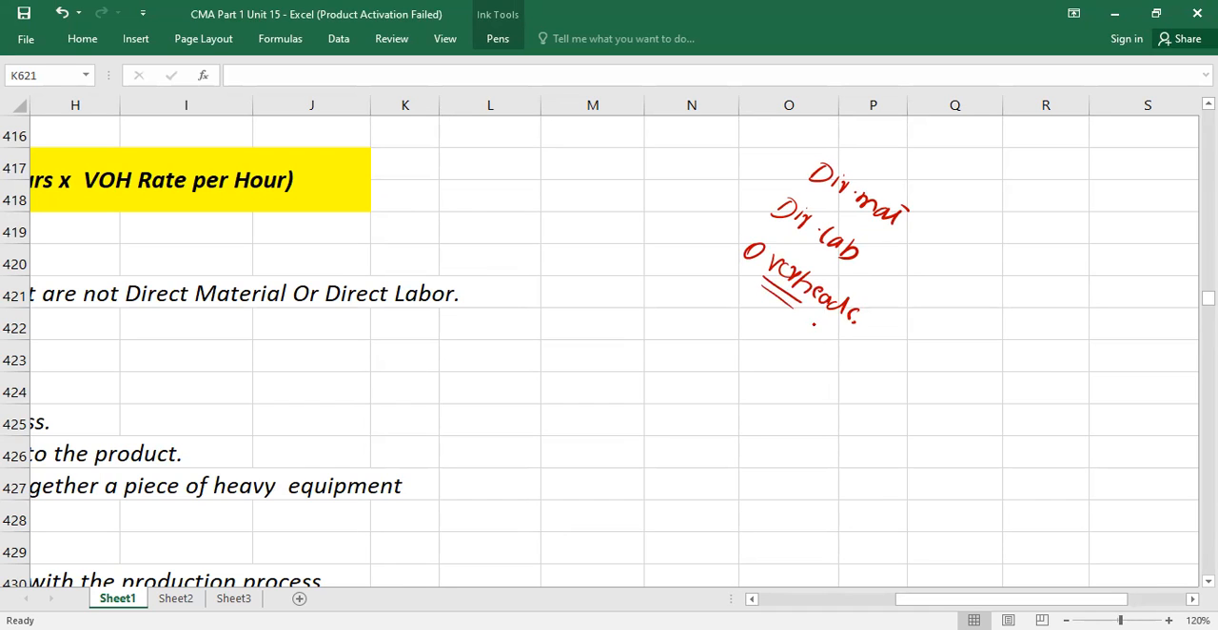Let's assume you are manufacturing chairs. Any tangible input, for example plastic, foam, metal, is called tangible input, right? Any tangible input to the production process which can be traced easily into the product is called direct material.